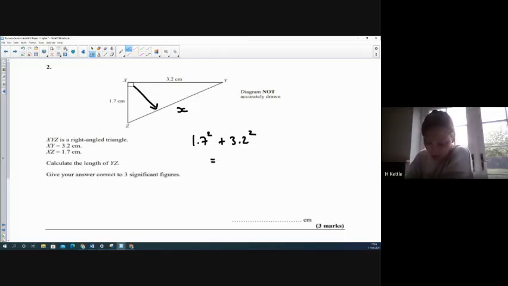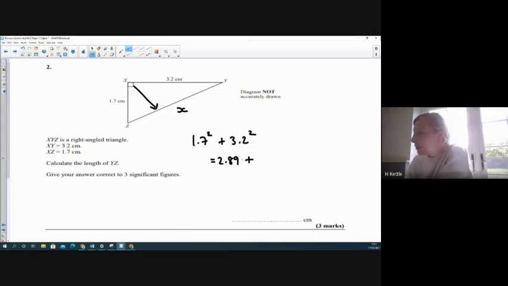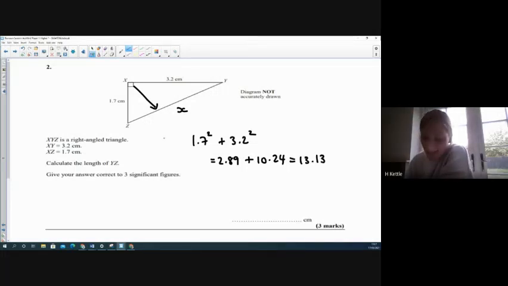So 1.7 squared is 2.89. And 3.2 squared is 10.24. Add them together, and we get 13.13, but that doesn't mean that that's the length of our side. That's c squared, so we've got to square root that answer, and that gives us 3.6235, and we're giving our answer to three significant figures in this one.